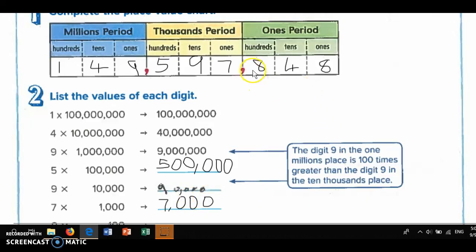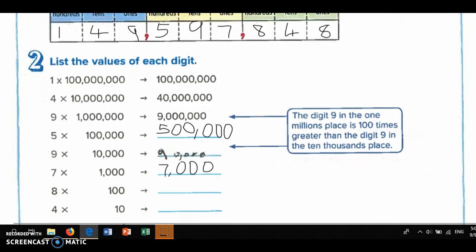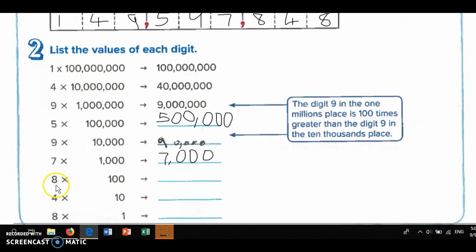Right, now we're going to the hundreds, the tens, and the ones. We have 800. 8 times 100 is 800. We have 4 times 10, that gives me 40. And 8 times 1 is 8.